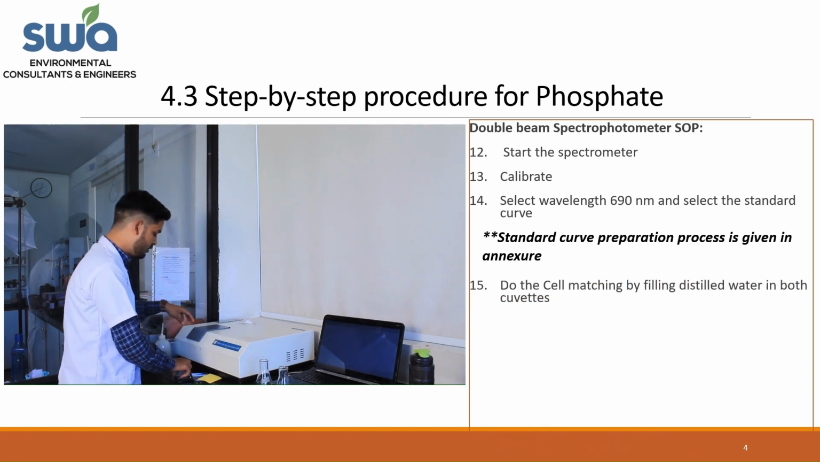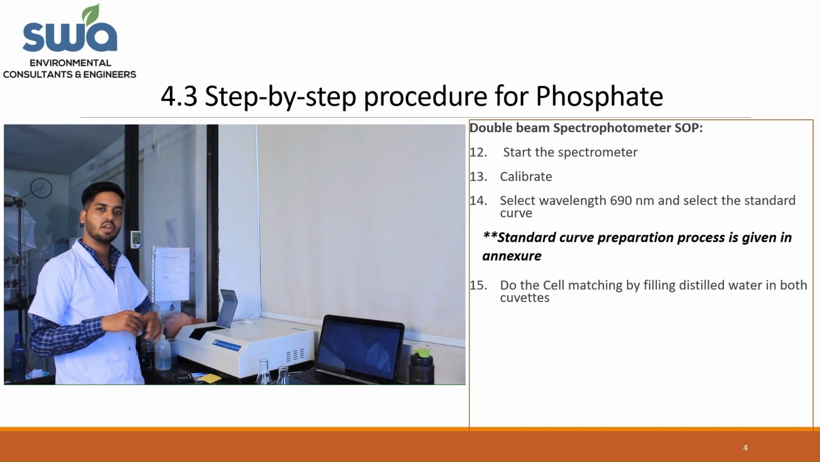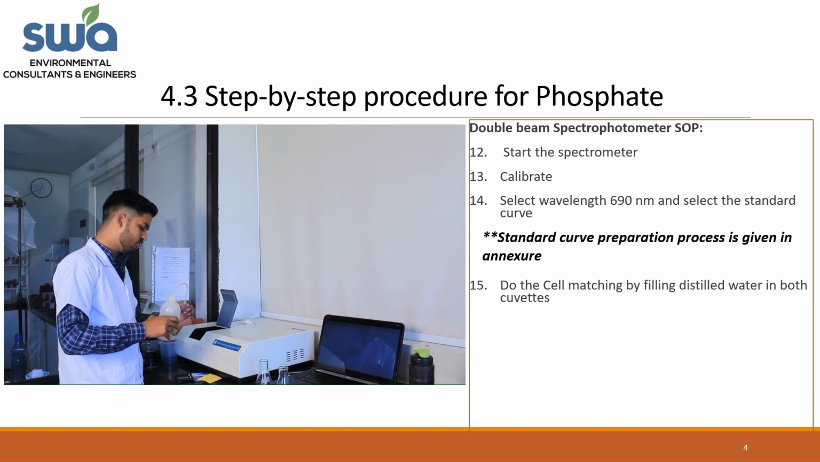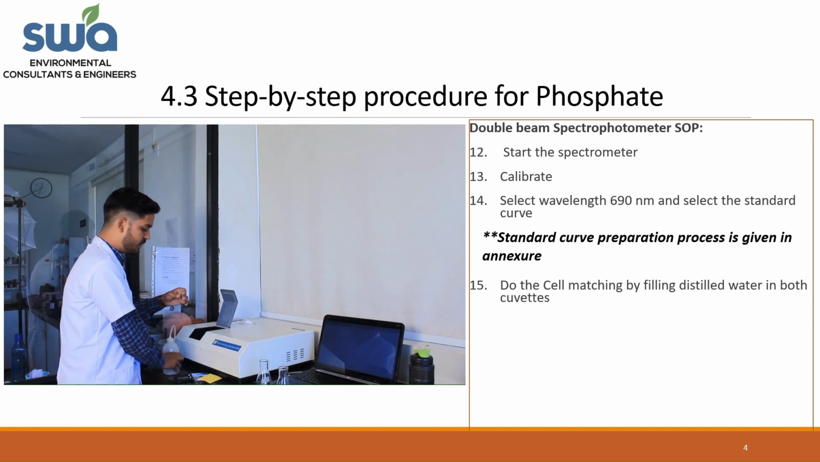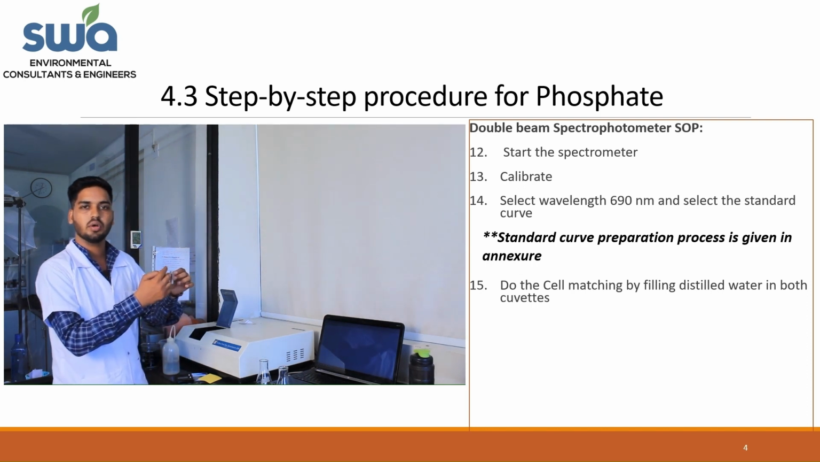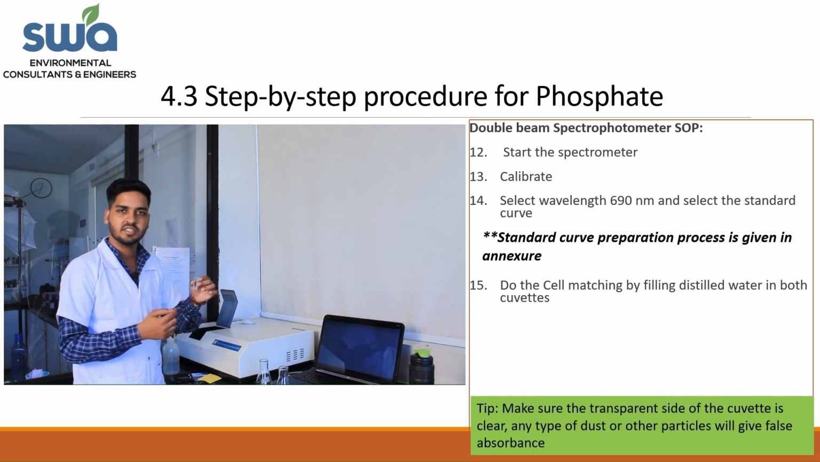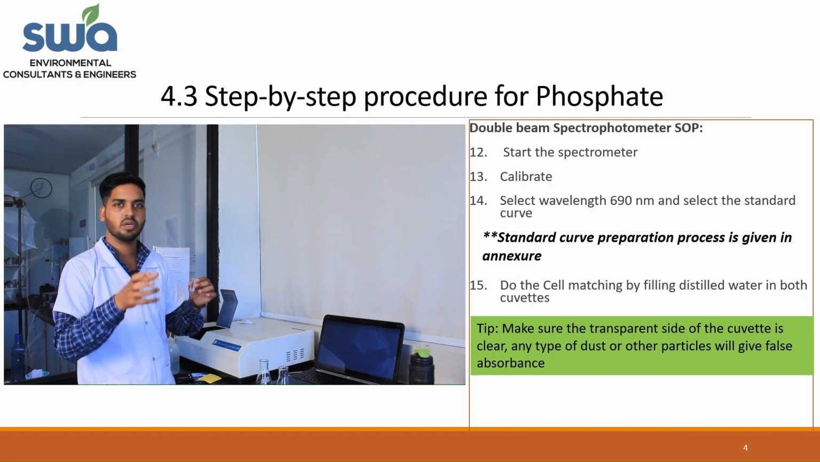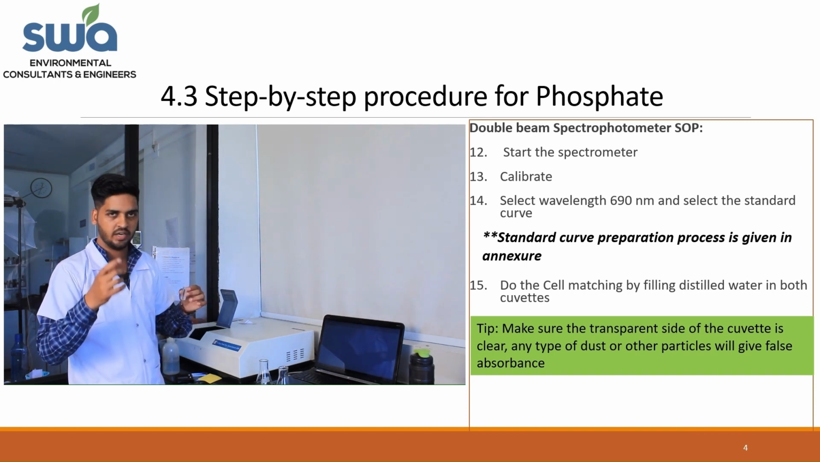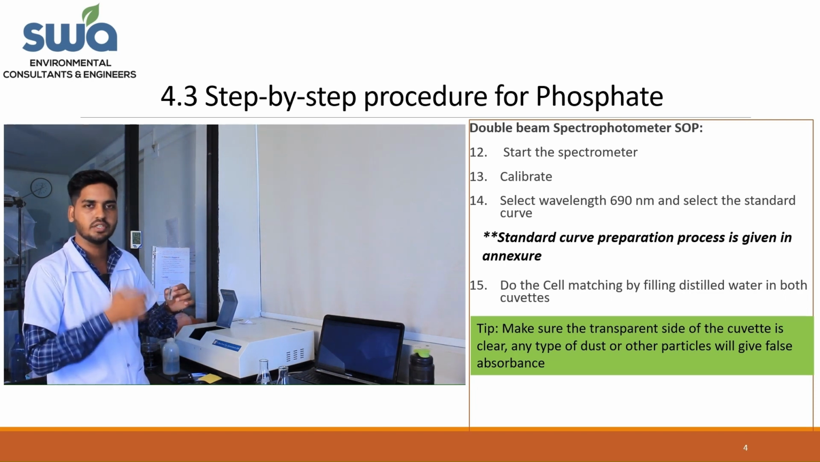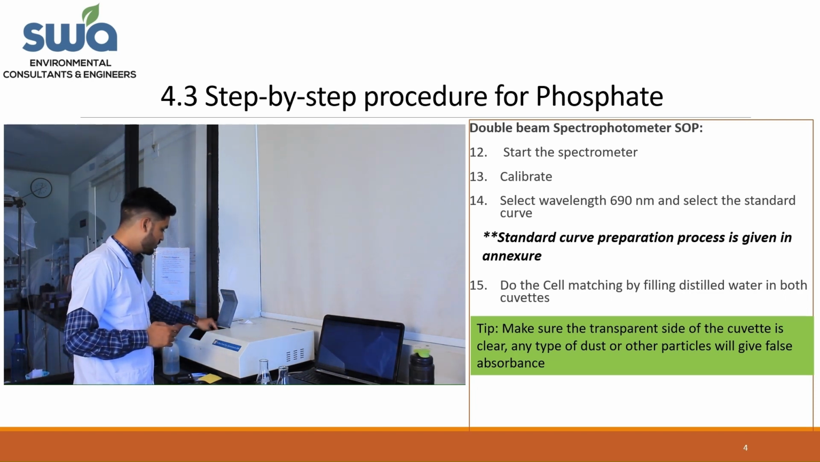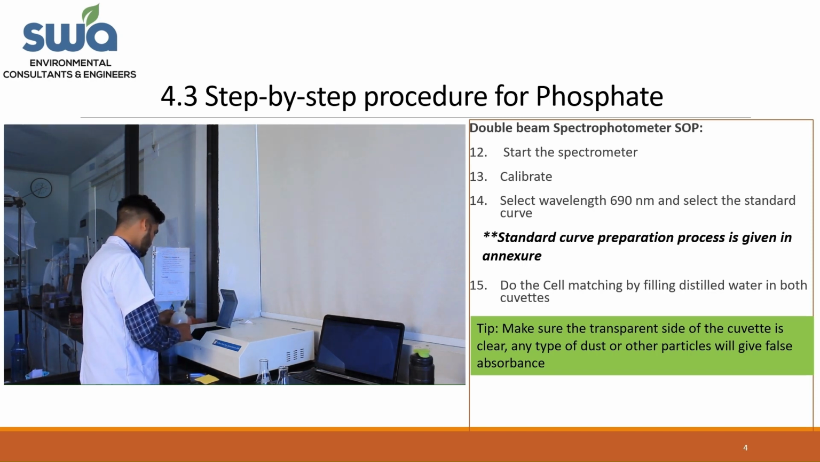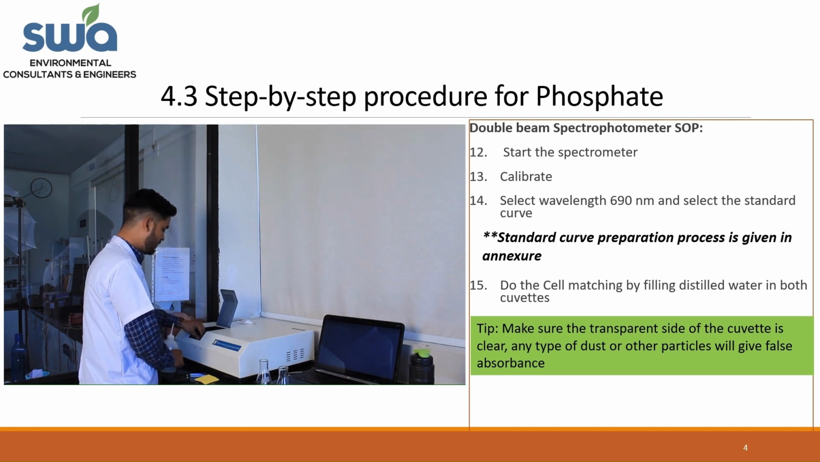For cell matching, you have to fill distilled water into both the cuvettes, for reference and for sample. Make sure the transparent side of the cuvette is clear. If this transparent side has any droplets or dust on it, the absorbance reading will vary and will give errors. So make sure the transparent side of the cuvette is cleaned. So do the cell matching first.